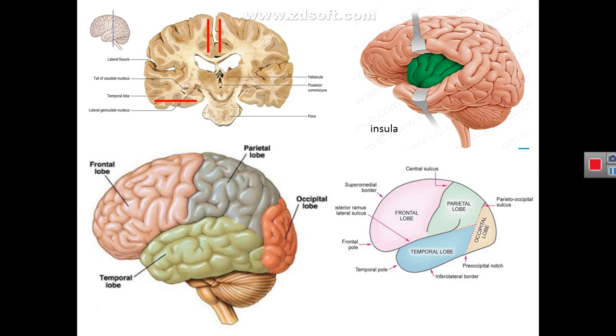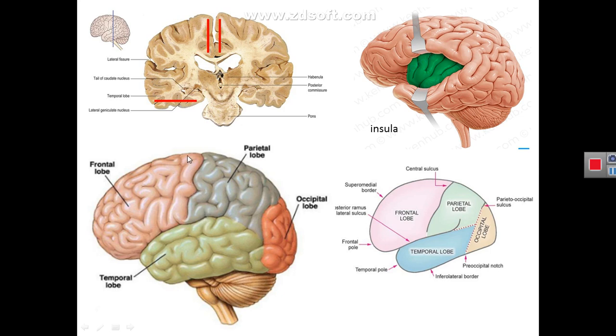Of course, the cerebrum is made of two hemispheres, right and left hemisphere. The cerebellum is also made of two hemispheres, and the brainstem is formed of midbrain, pons, and medulla. So we will start with description of topographic anatomy of the cerebral hemisphere.